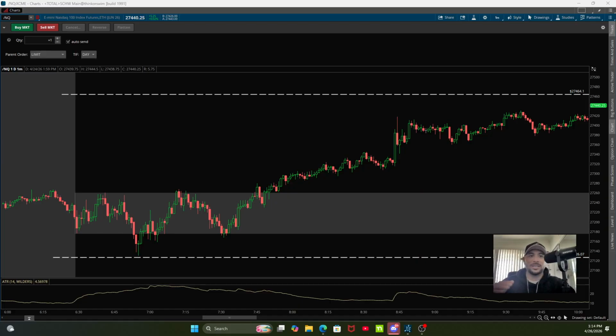A lot of times you need to see price action break. It's going to bend through. It's going to wick above. You don't want to get trapped out.